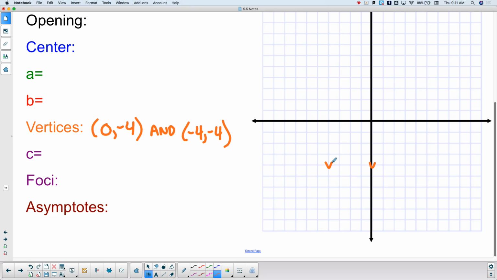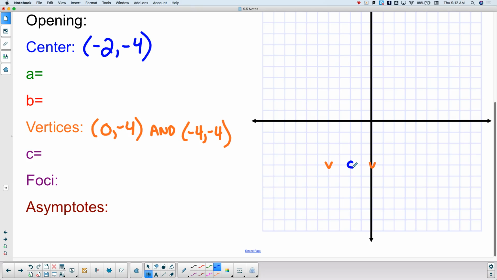Simply based off of that information, where the 2 vertices are, do we know anything else? Bailey, what do you got for me? Center. Where is the center? (-2, -4). How did you come up with that? Because it's in the middle of the vertices. It's the midpoint of the 2 vertices, right? Yep, so my center is right there.